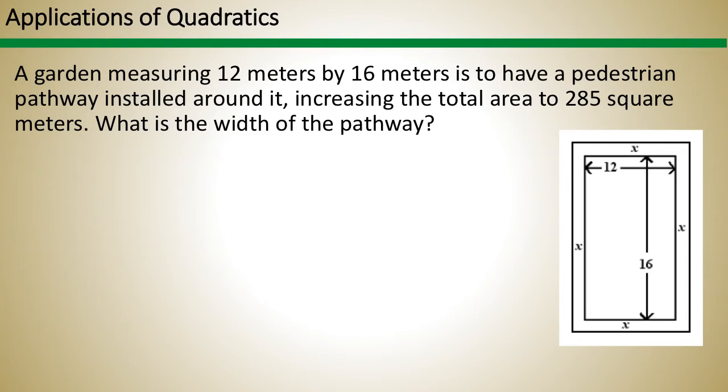All right, here's a problem about a garden. It says that the garden measures 12 meters by 16 meters, and it is to have a pedestrian pathway installed around it, increasing the total area to 285 square meters. What is the width of the pathway?